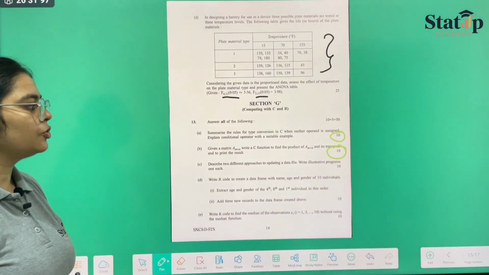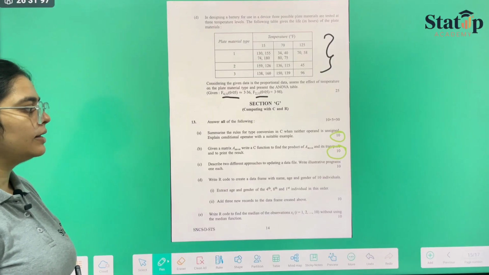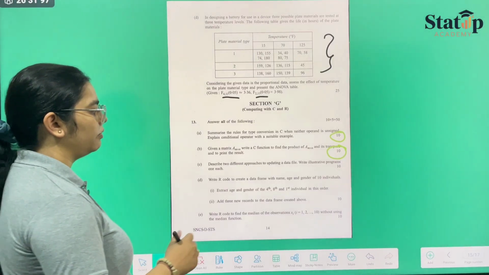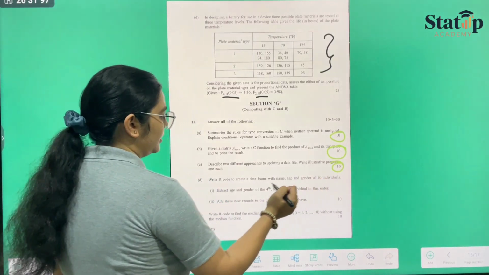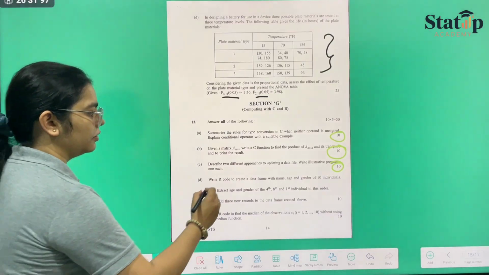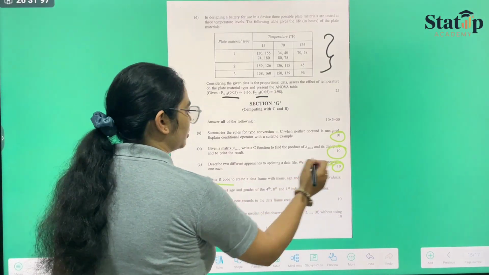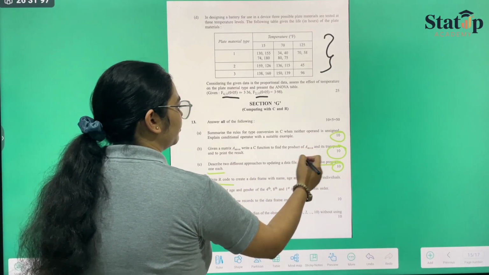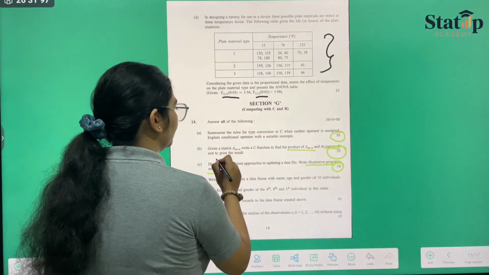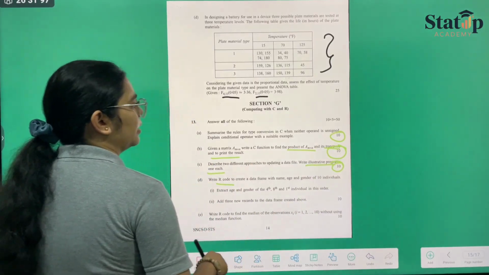Describe two different approaches to update a data file. Write illustration programs, one each. It was of 10 marks. And again, write the code. Write illustration program. Find product, transpose, everything.